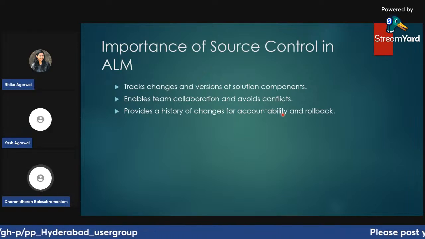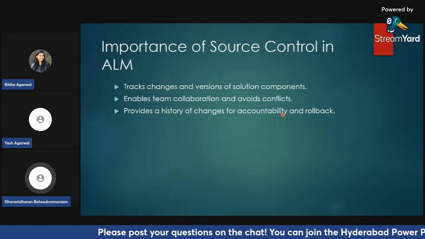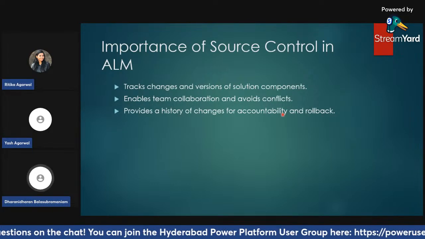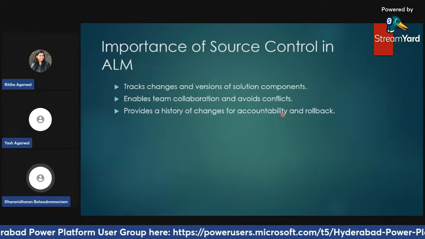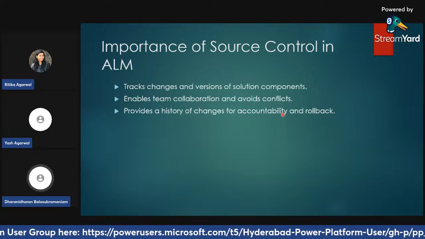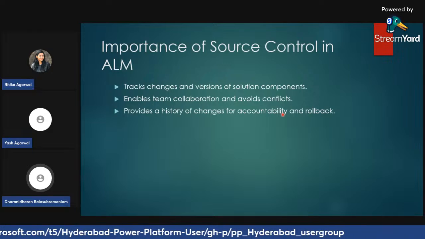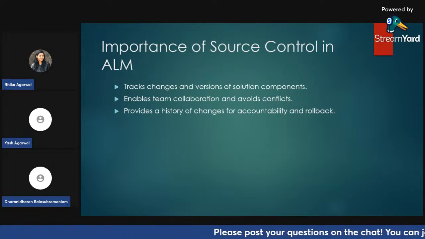Now let's take some time and understand why source control is very important in the ALM process, and how we can leverage tools like GitHub and Azure Repos to manage our solution. Source control is essential, as I mentioned earlier, for tracking the changes. If multiple team members want to collaborate on the code, source control is really helpful, and also to maintain a very reliable history of our work, which makes it easy to roll back to a previous version if something goes wrong.